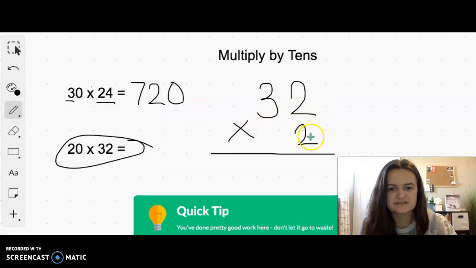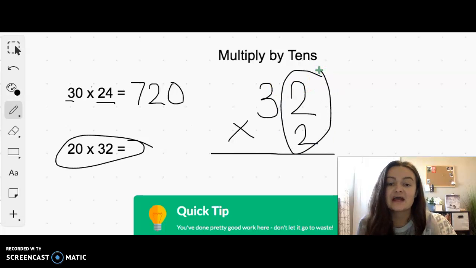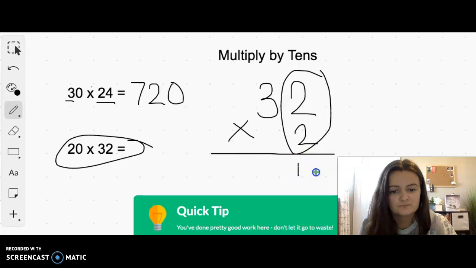We're going to start in the ones place. I'm going to take my 2 and multiply it by the 2 in the ones place. These are the two numbers I'm multiplying together. I know that 2 times 2 is 4. Plug in my 4 right down here. I don't have to regroup anything because I just have 4 ones. So I'm going to move on to my tens place.